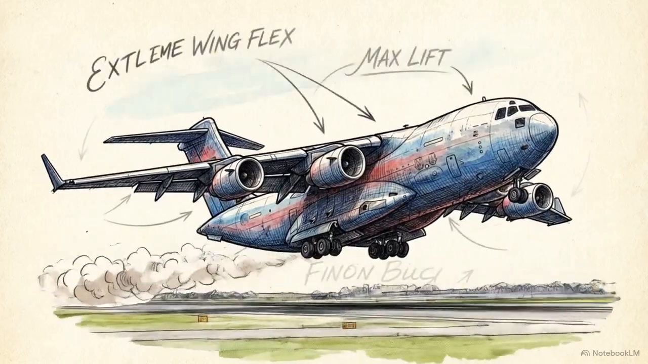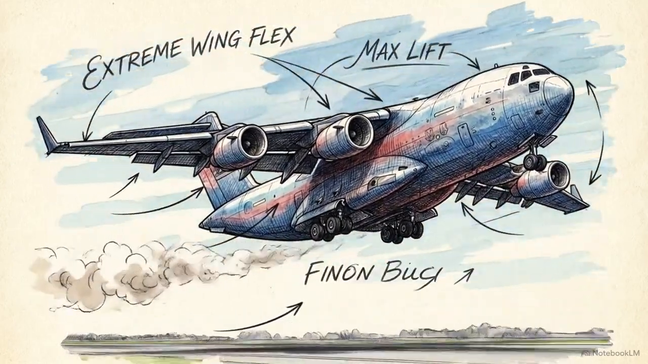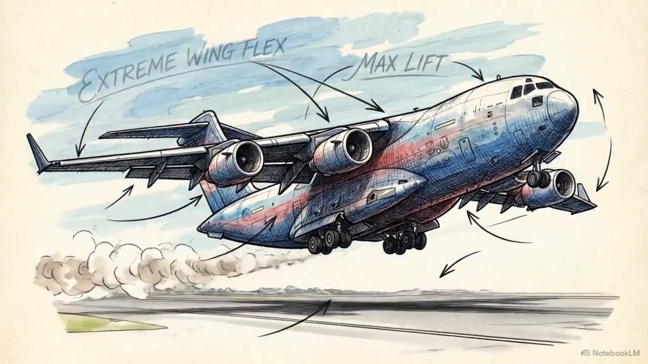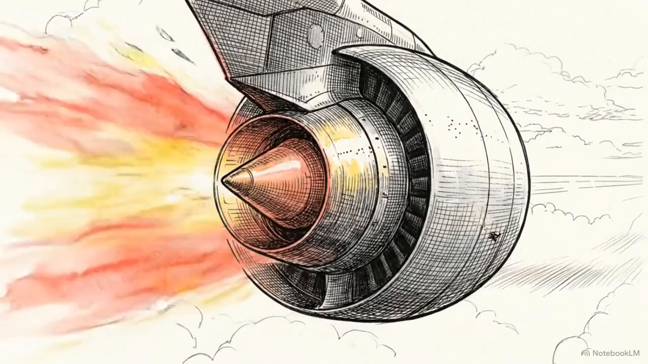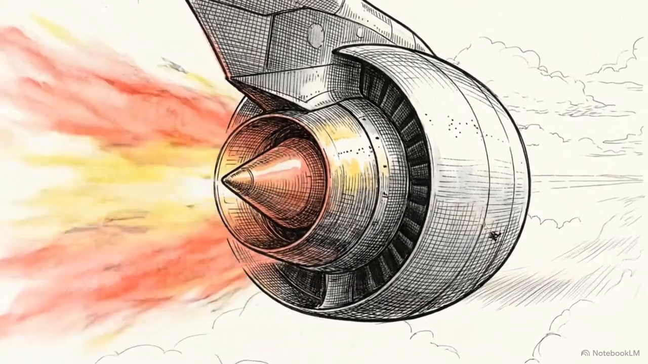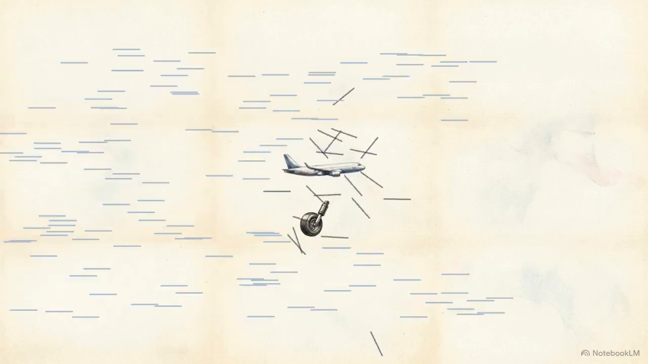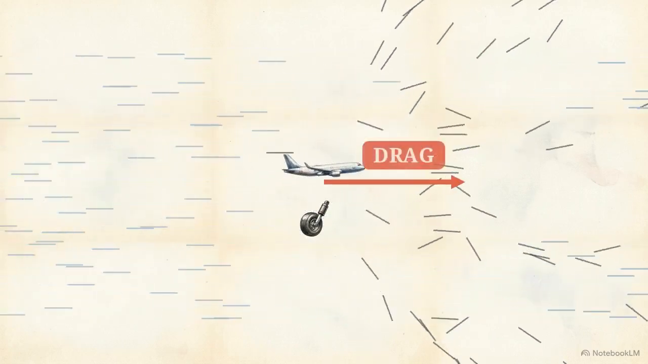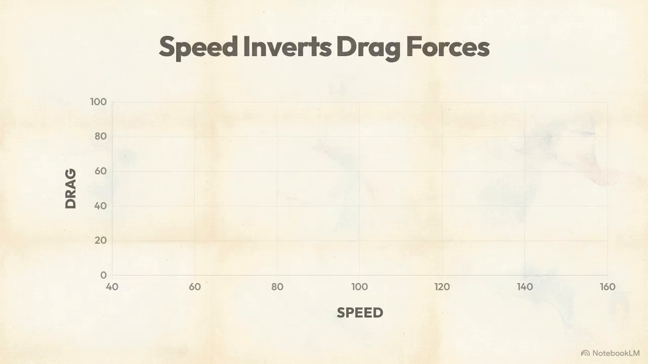The heavier an aircraft is loaded, the more aggressively it must manipulate airflow to generate the vertical force required to stay aloft. To push the wings through the air, engines produce thrust by accelerating mass, like air and exhaust gases, backward. Every bit of that forward motion is met with drag, the atmospheric resistance pushing backward against the airframe. This graph illustrates how that resistance changes.